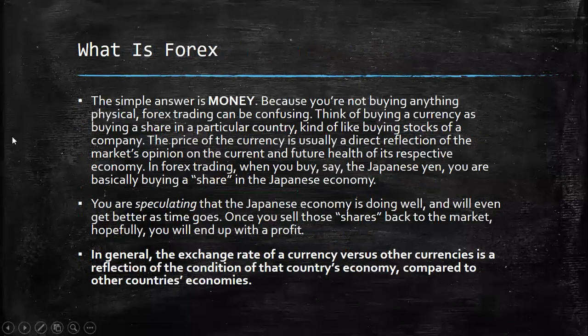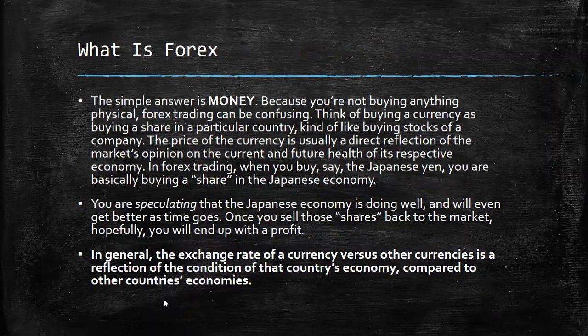All right, so let's hop right into it, guys. What exactly is Forex? The simple answer is money. Because you're not buying anything physical, Forex trading can be confusing. Think of buying a currency as buying a share of a particular country, kind of like buying stocks of a company. The price of the currency is usually a direct reflection of the market's opinion on the current and future health of its respective economy.